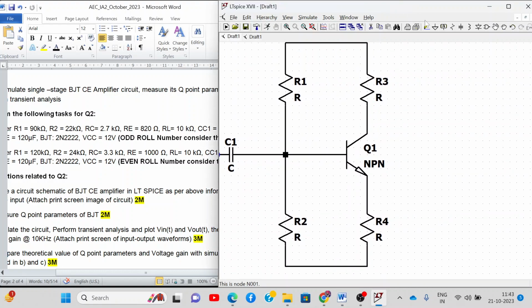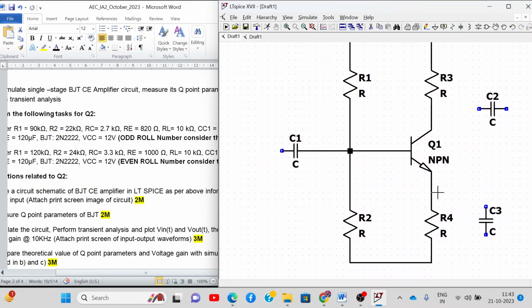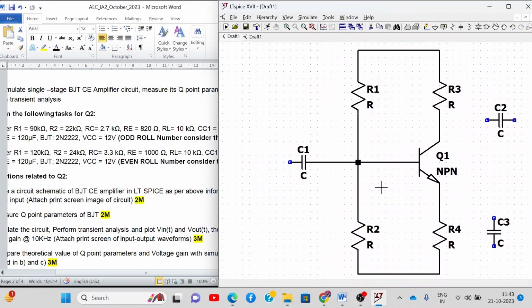Yeah. Then the next coupling capacitor will be here. And this is a normal CE amplifier which you have done many times. So it should come naturally to you. Where are the capacitors connected? So here are the three capacitors. Okay, I will not take these values. I'll take some different values only.